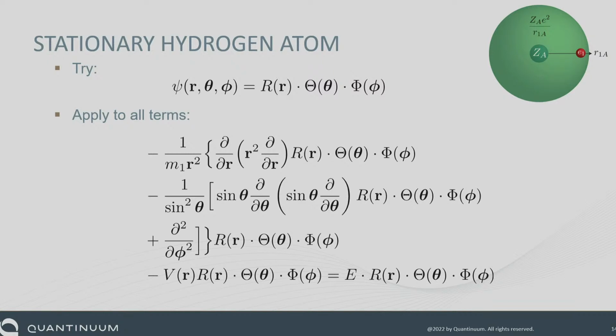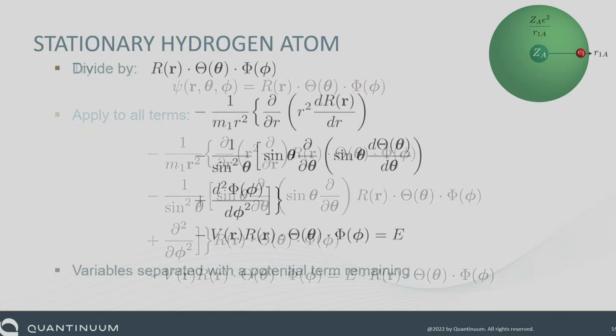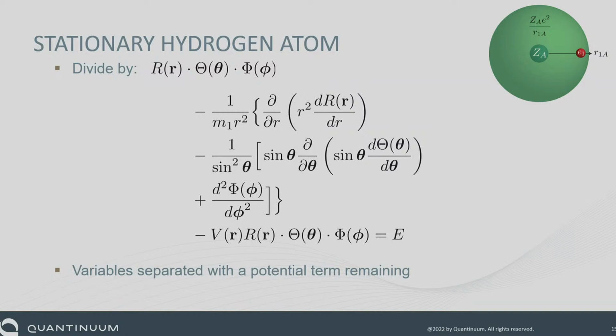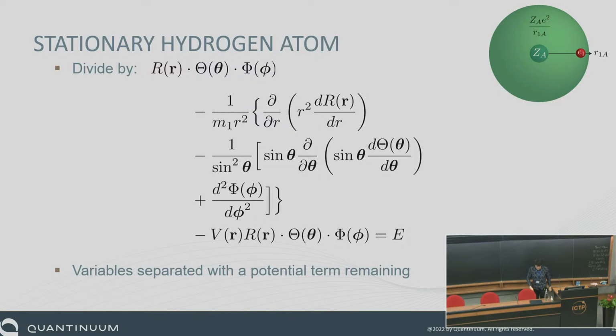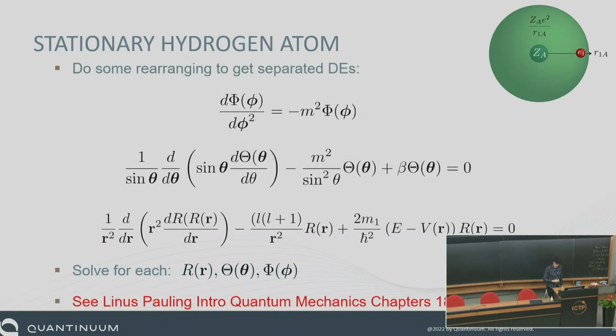It looks a bit nasty because you've got this extra potential term. But you can do some rearranging, and you get this nice set. You can divide by the product wave function, you get this nice equation, and this can be solved by separation of variables. Now, this takes 5 chapters in most textbooks. So if you are interested in looking into this, I highly recommend the book by Linus Pauling, Introduction to Quantum Mechanics. It was written in 1937, but in my opinion it is the best description of how to solve the hydrogen atom.